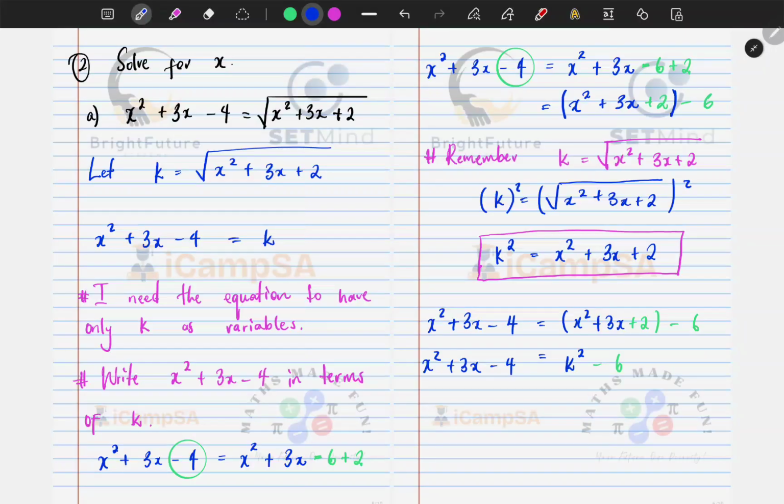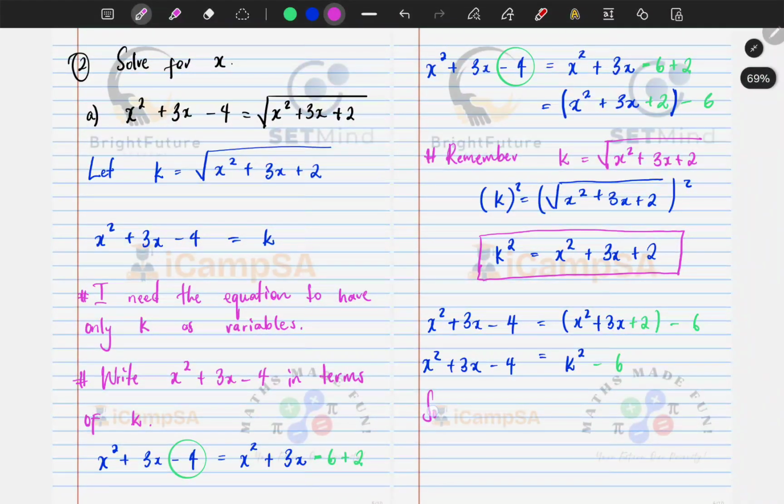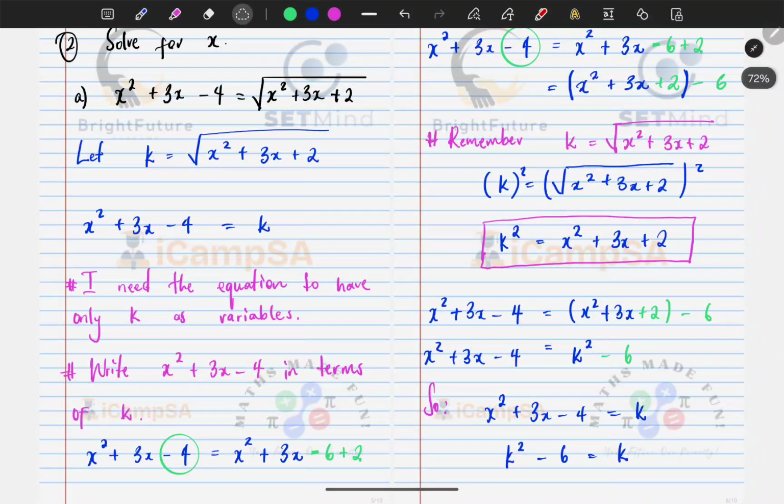So now you can substitute it back into that equation. Now, your x squared plus 3x minus 4 equals k. We are going to substitute this into here. So it's going to be k squared minus 6 equals k. And then from here we can solve for k.